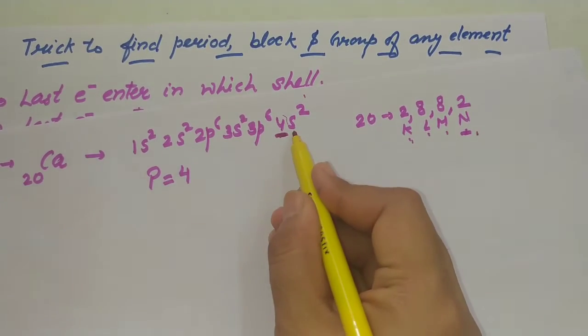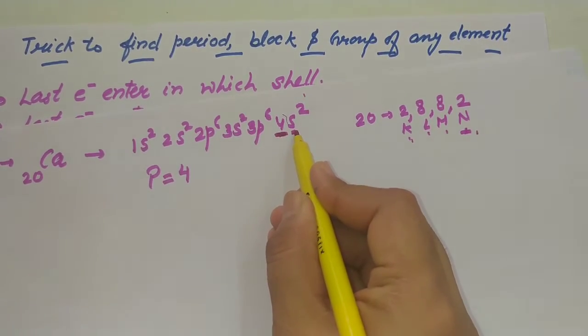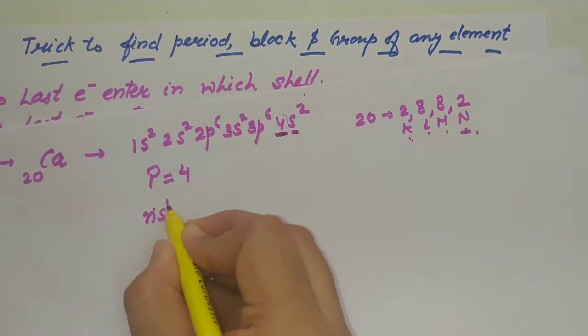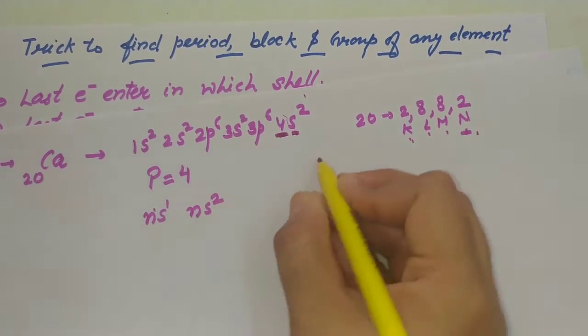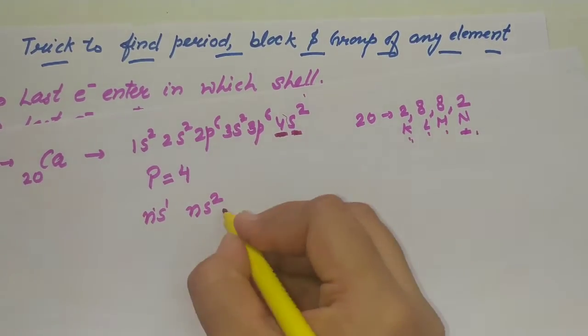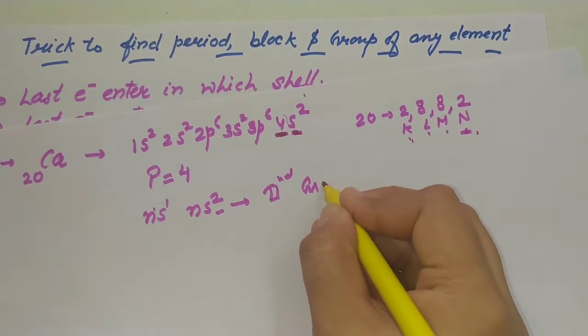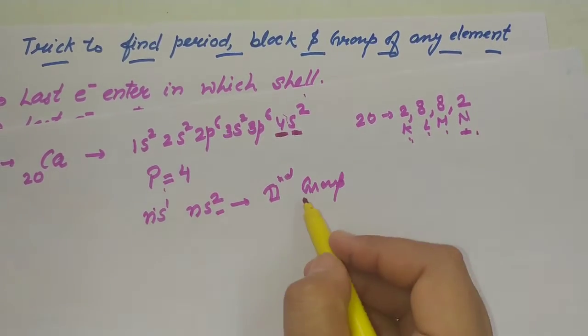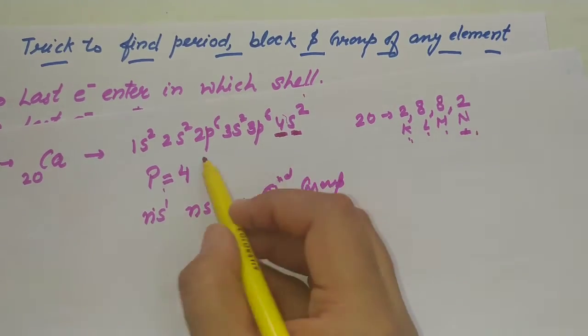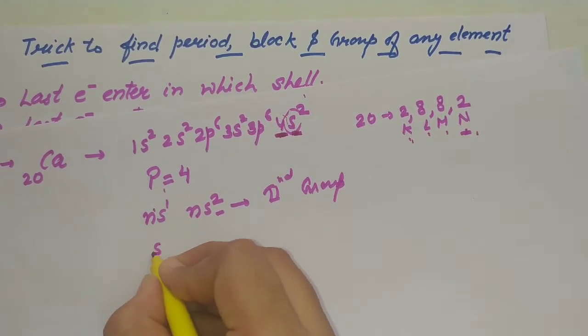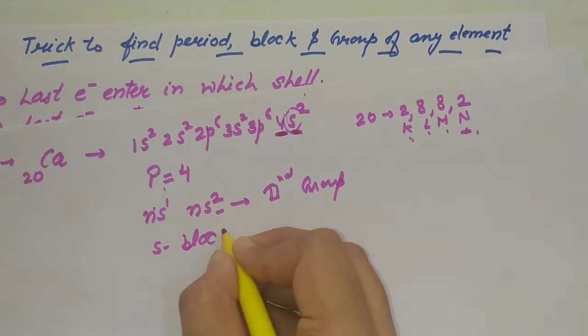In which subshell does the last electron enter? S subshell. So for S block it is ns1 or ns2. In this case, it is ns2, so it belongs to the second group. Period is 4th, group is second, and the last electron enters the S subshell, so it is an S block element.